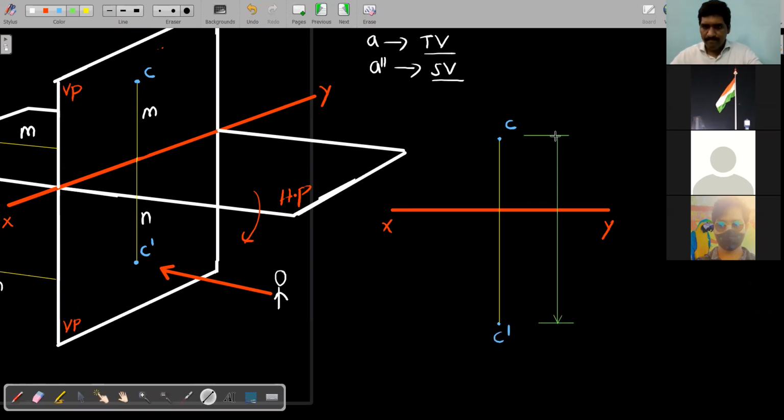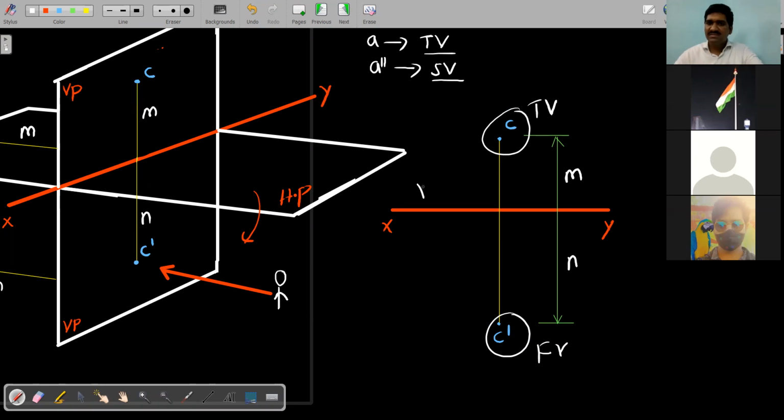So this is 1. This one is 2. Okay. So this is actually what I mean. Distance M. This is L. Okay. Now this is actually top view. This is actually front view. This is into the HP. Number of times I told, once again I'm saying all of you: on the horizontal plane, we will always be drawing the top view. On the vertical plane, we will always be drawing the front view.